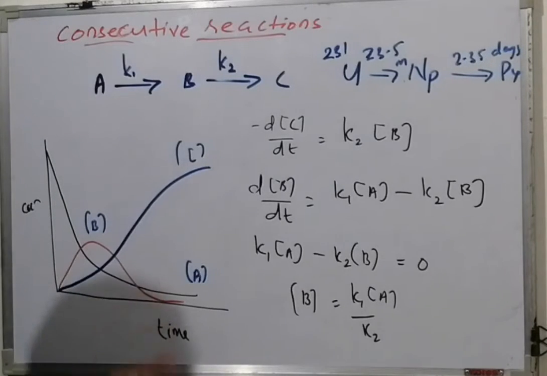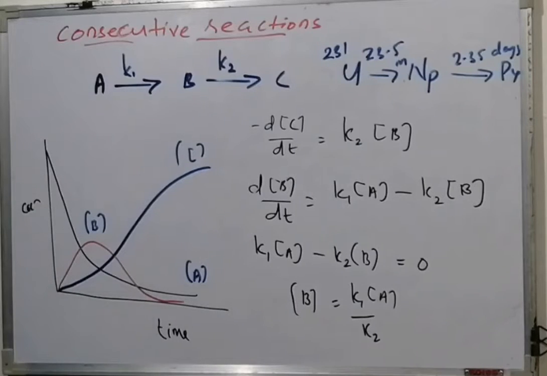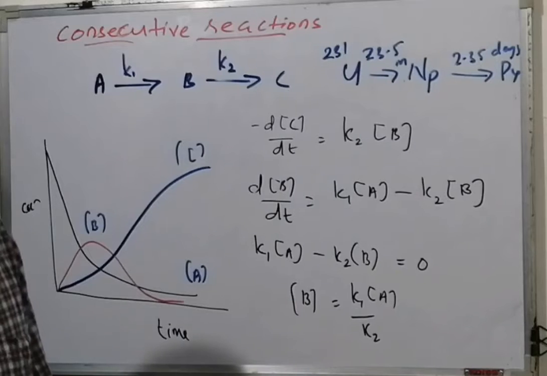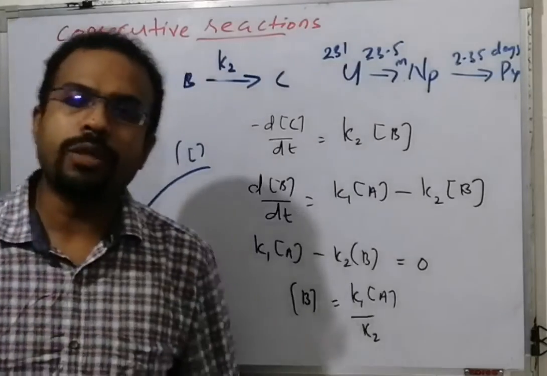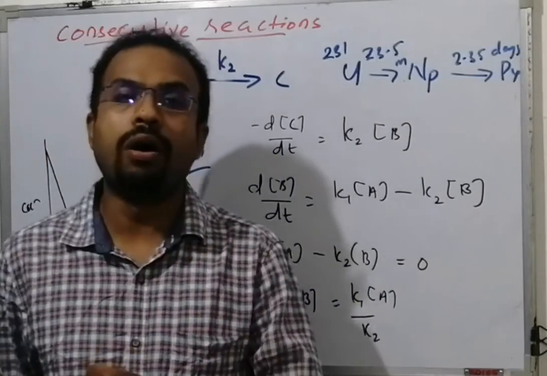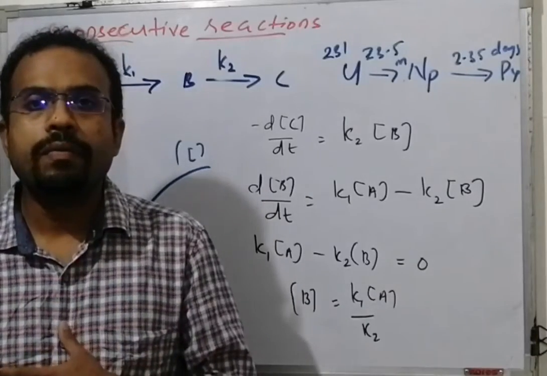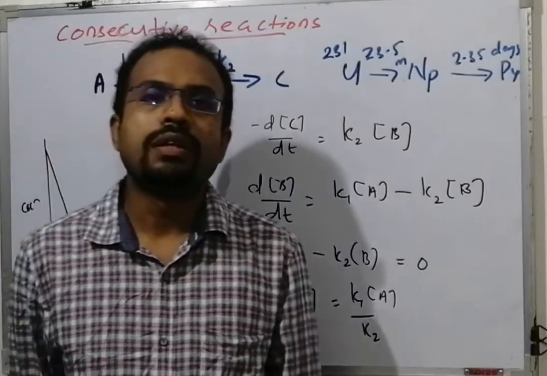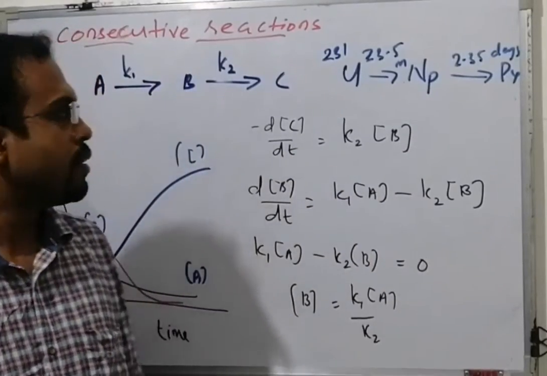Correspondingly, B decreased. At a particular time, look at this point where the rate of formation of B is equal to the rate of formation of C. Yes, that is called the steady state approximation. In the steady state approximation, if an intermediate is formed, the rate of formation of that intermediate is equal to the rate of consumption of that intermediate. Fine, we have already discussed it.